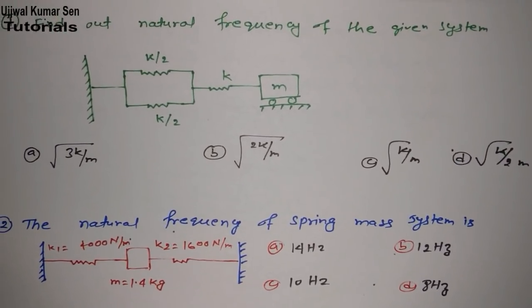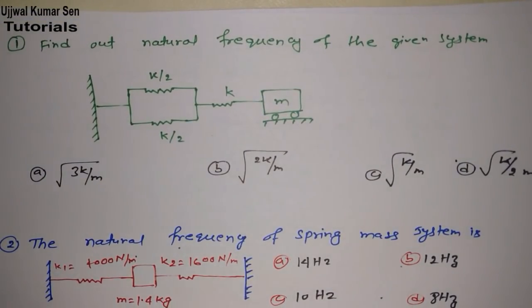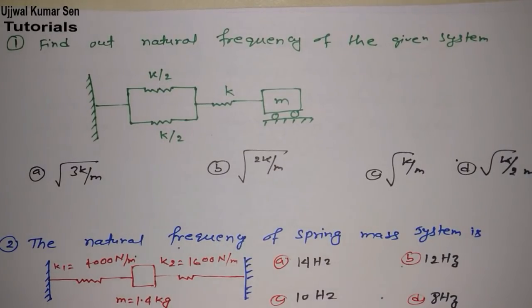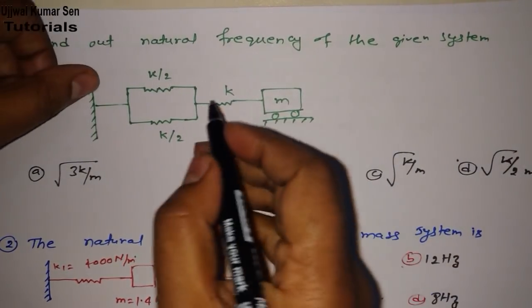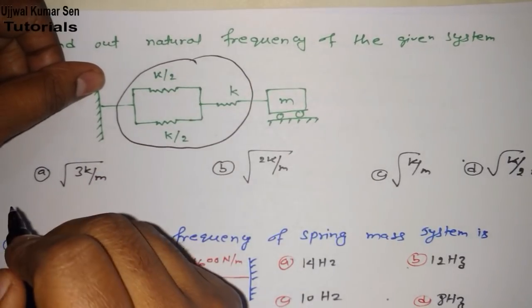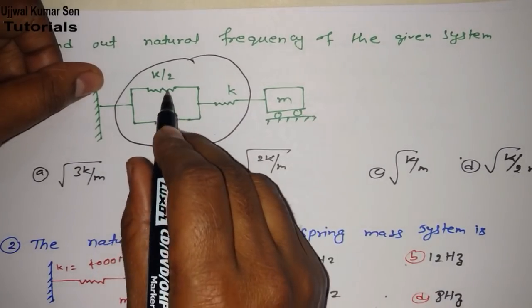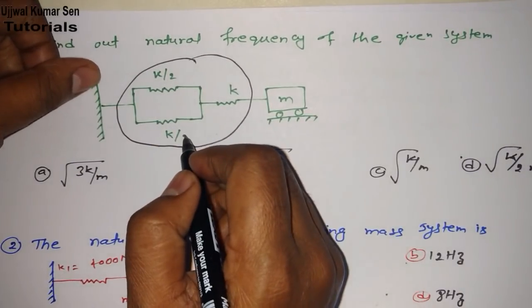So we have a question. First of all, the first question is here. In this question, they have asked to find out the natural frequency of the given system. So what we have to do is first find out the total stiffness from this combination, from this stiffness circuit, you can say.